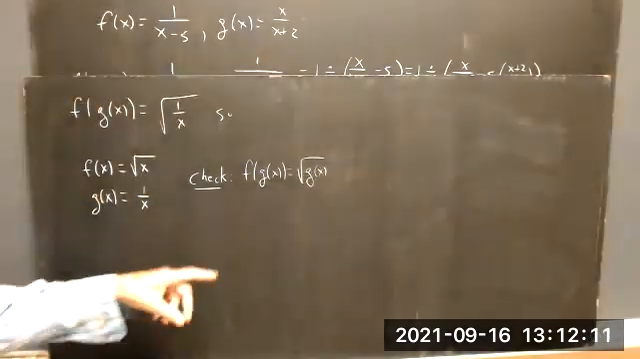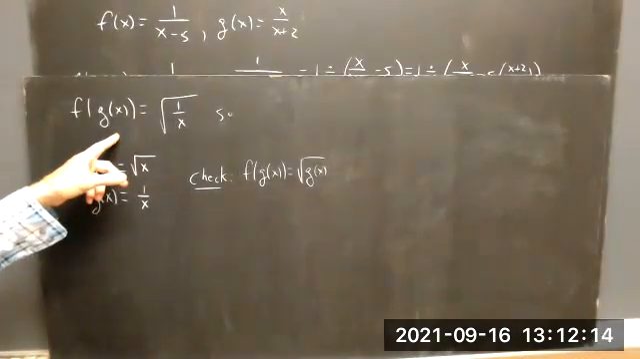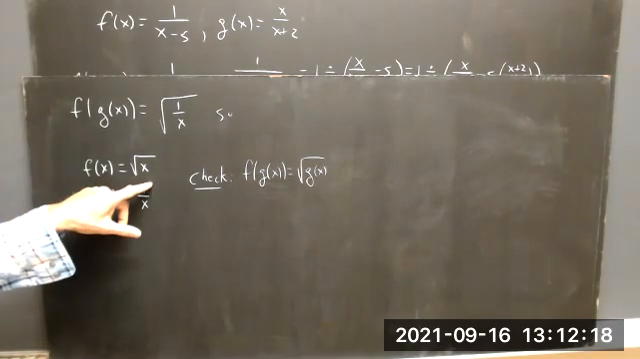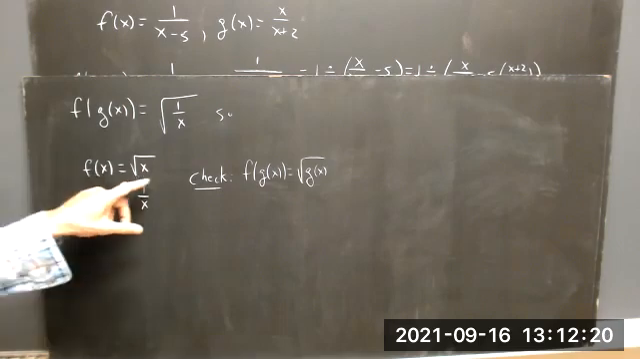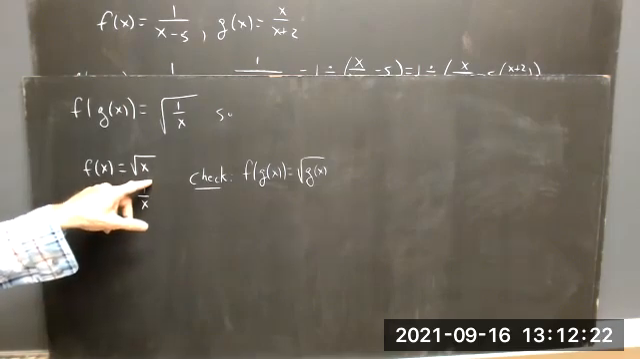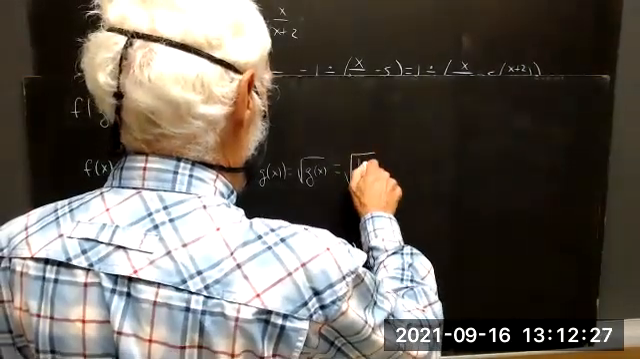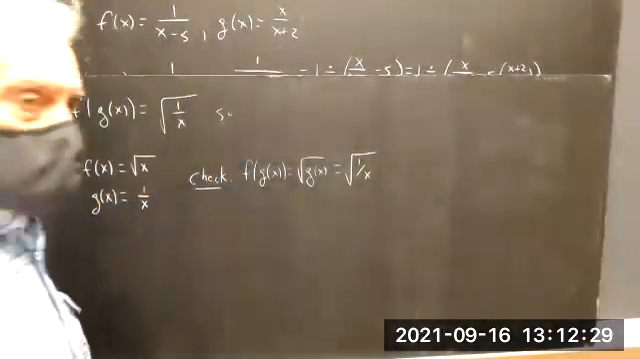f of g of x is the square root of g of x, because assuming f of x is the square root of x, then f of g of x would be the square root of g of x. But g of x is 1 over x. Okay.